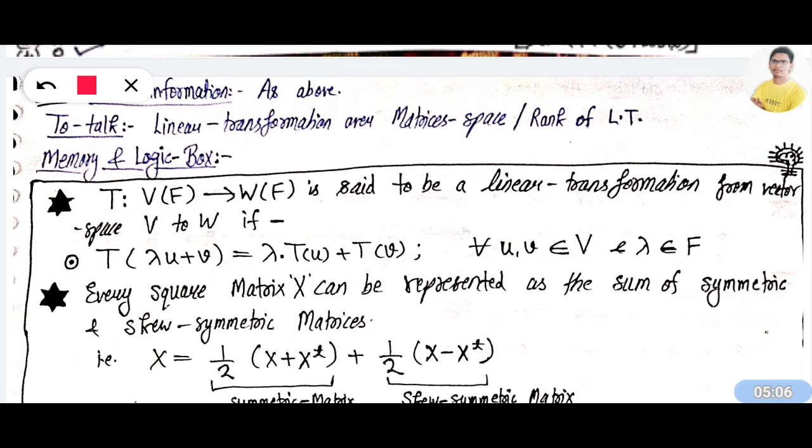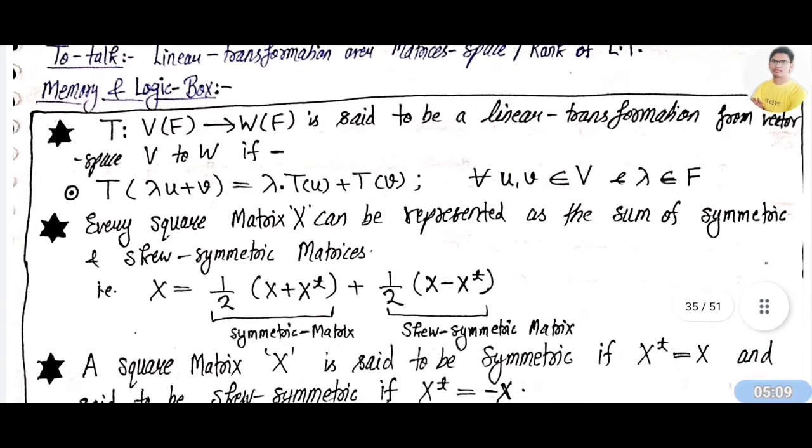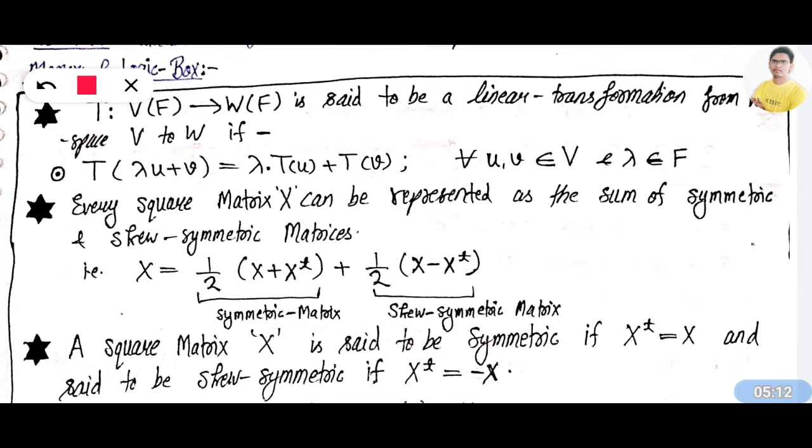You must recall this result whenever you read the words symmetric and skew symmetric together: every square matrix X can be represented as the sum of a symmetric and a skew symmetric matrix. I think it's a major exercise problem for your BSc part 1 in linear algebra, where you have studied that given a matrix X, you have to break it into symmetric and skew symmetric parts.